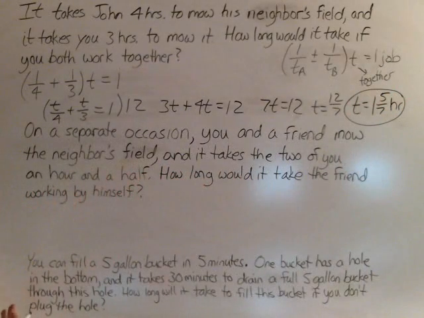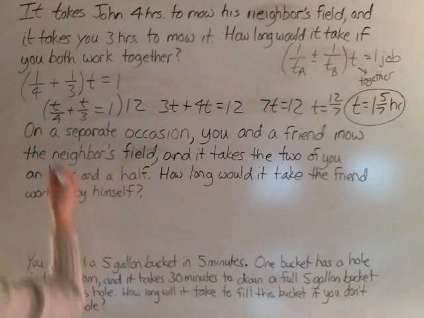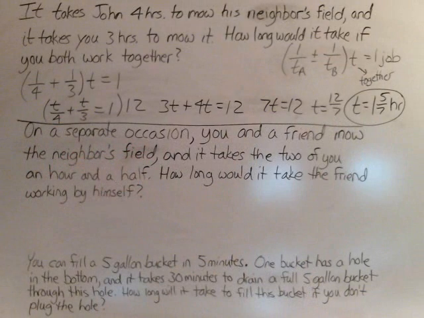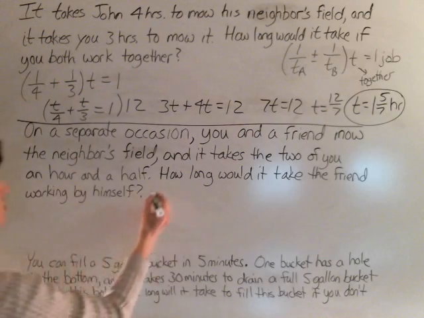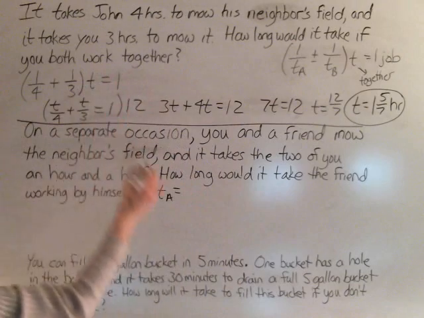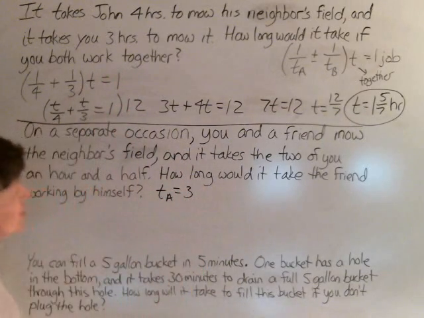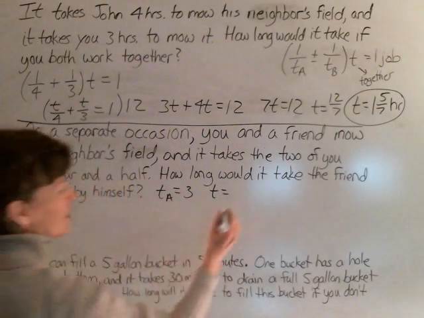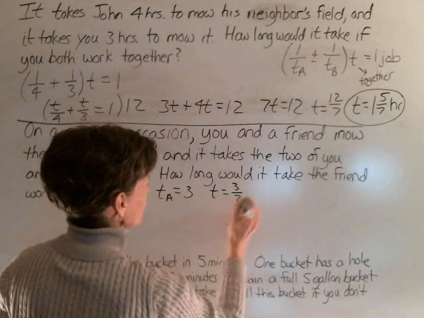All right, well, now let's look at another version of this problem right here. It says on a separate occasion, you and a different friend mow the neighbor's field, and it takes the 2 of you 1 hour and a half. How long would it take the friend if he worked by himself? So this time, you know your time, we'll say TA is your time, and from the problem above, we know that it takes you 3 hours. But we don't know his time. We just know the time it takes the 2 of you together, and that's 1 hour and a half. So that's going to be 3/2 of an hour.